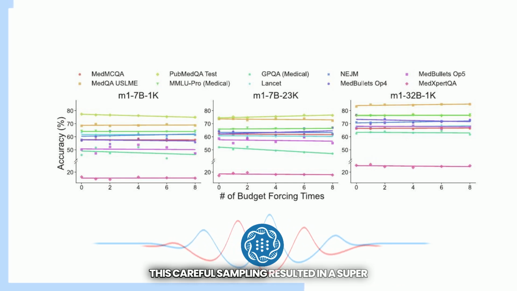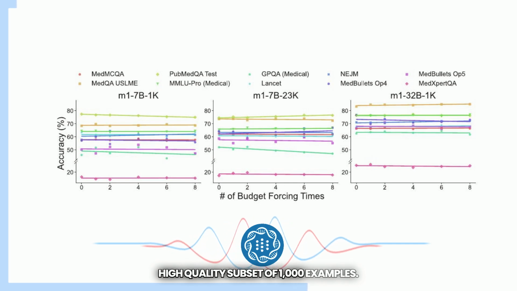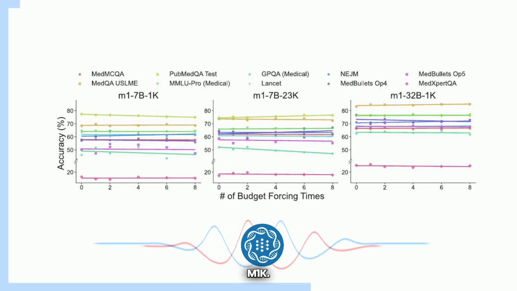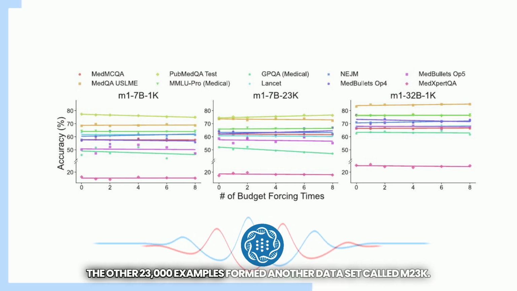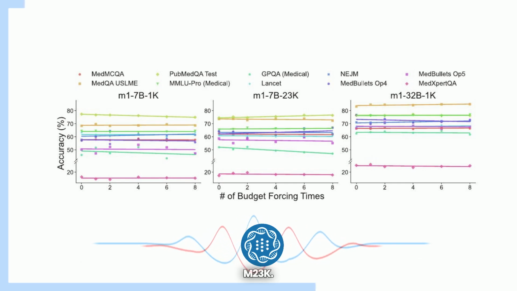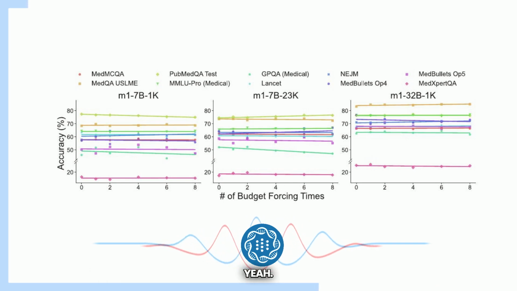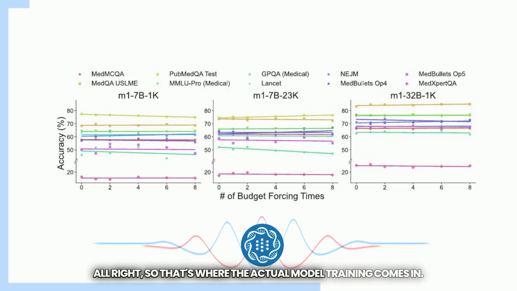This careful sampling resulted in a super high-quality subset of 1,000 examples, which they called M1K. The other 23,000 examples formed another data set called M23K. So now they've got these super curated data sets. What did they do with them? All right, so that's where the actual model training comes in.